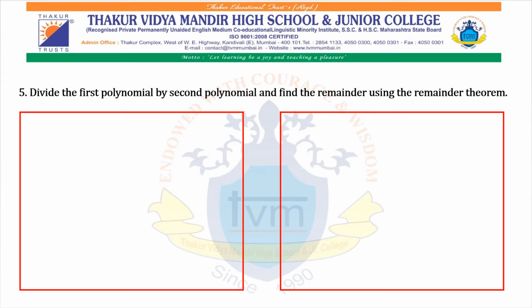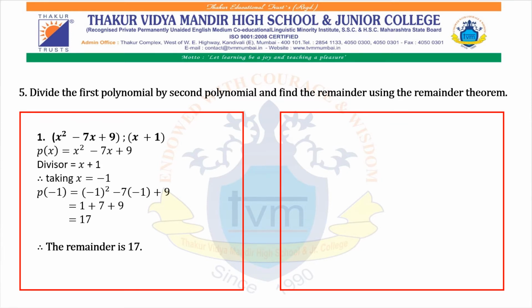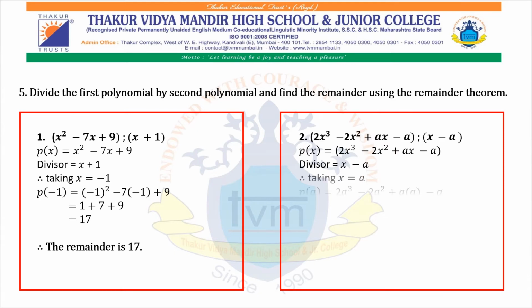Question 5. Divide the first polynomial by the second polynomial and find the remainder using the remainder theorem. First, x² − 7x + 9 divided by x + 1. Here p(x) = x² − 7x + 9 and the divisor is x + 1. Therefore, we are going to take x = −1. So p(−1) = (−1)² − 7(−1) + 9 = 1 + 7 + 9, that is equal to 17. Therefore, the remainder is 17.